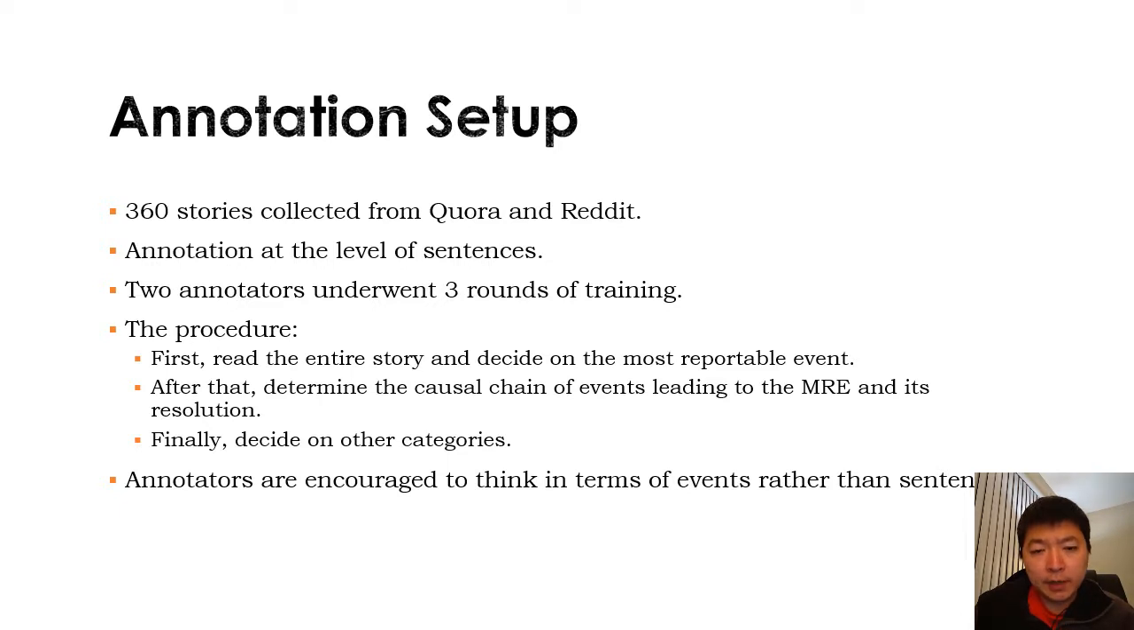First, they have to read the entire story and decide on the most reportable event. After that, they're asked to determine the causal chain of events leading to the MRE and the resolution. Finally, we ask the annotators to decide on all other categories. They are encouraged to think in terms of events rather than the sentences that describe the events.